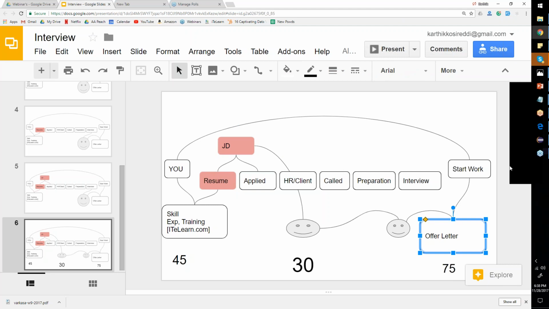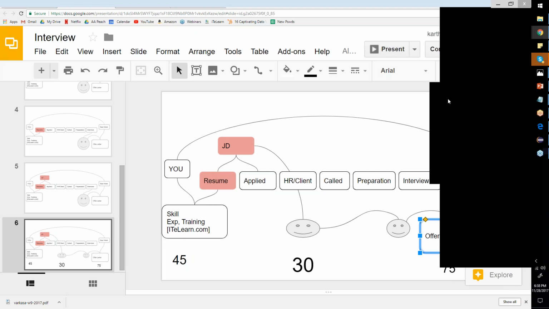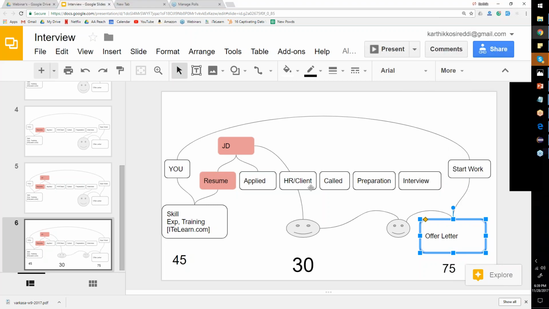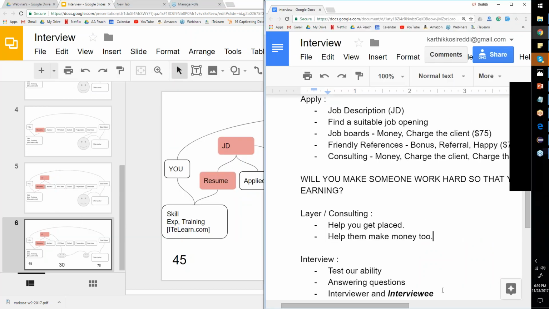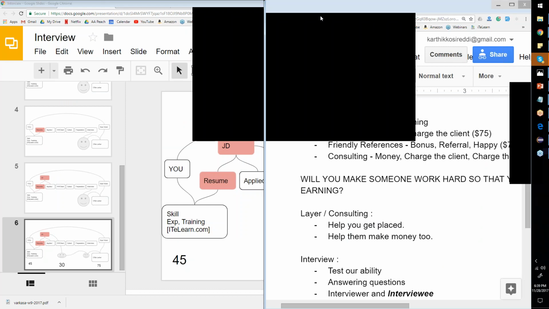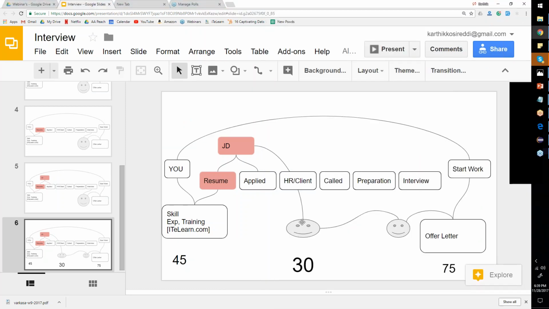Are you going to be directly in contact with the customer? You will not be. There will be someone channeling, a HR, a client, a consulting company, and so on. Now, you have to ensure that the consulting company really works hard for that. Help you get placed, help them make money too. If you make them successful, most of your job is done, team. There is either this layer or you're going directly.